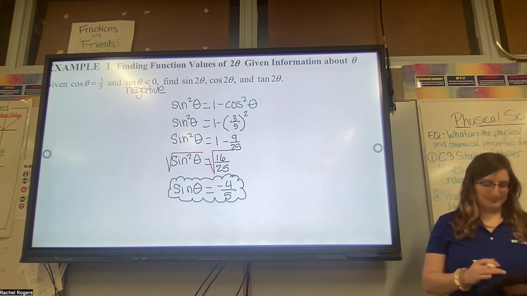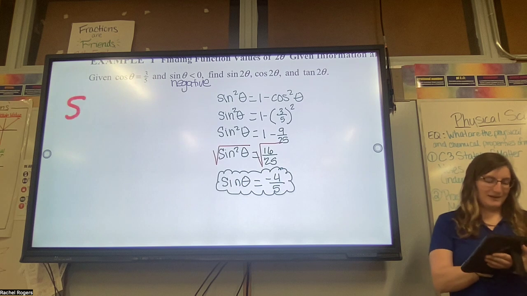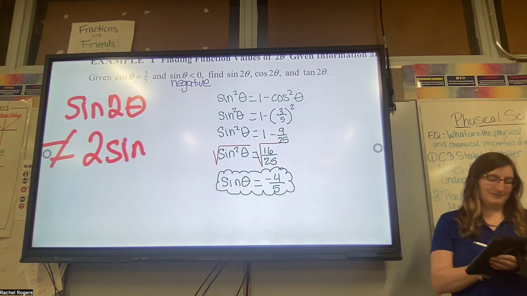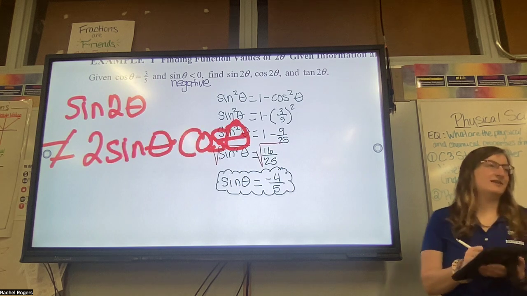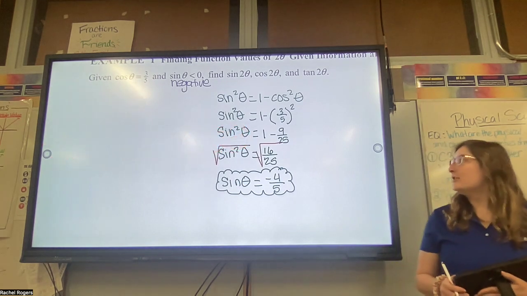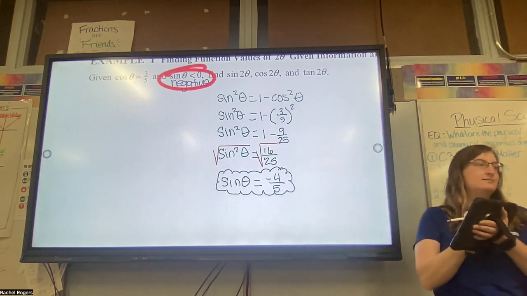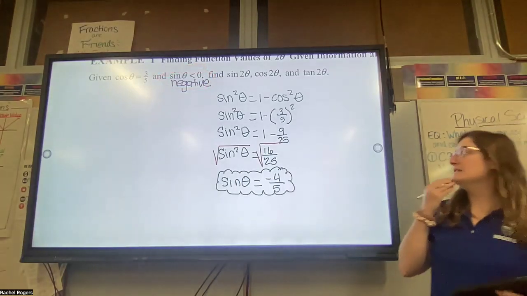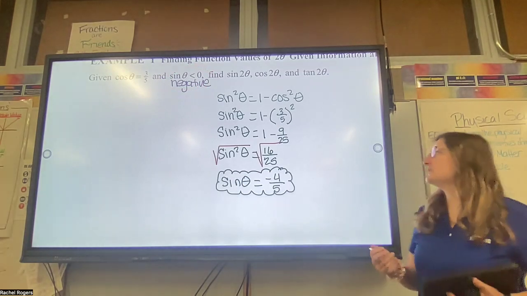Wait, we're finding sine 2 theta, can we just double that? Nope. So sine of 2 theta is not equal to 2 times the sine of theta. It's 2 times the sine times the cosine. Why is it negative? Because it says that our sine of theta is less than 0. This is sine of theta, right? We don't even know what theta is, and we don't really care at this point either. We're just talking sine, cosine, and tangent.